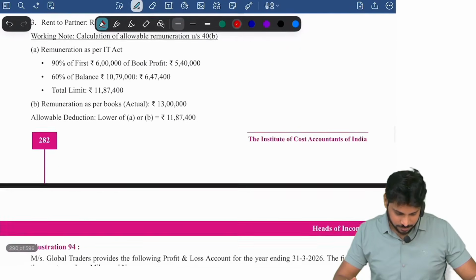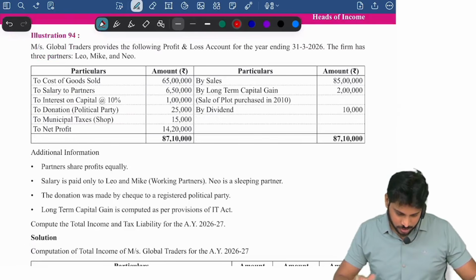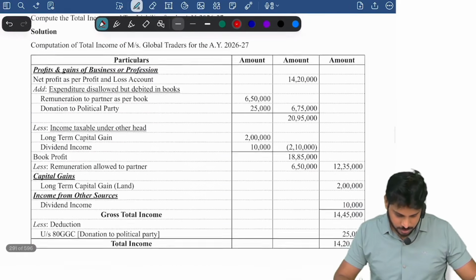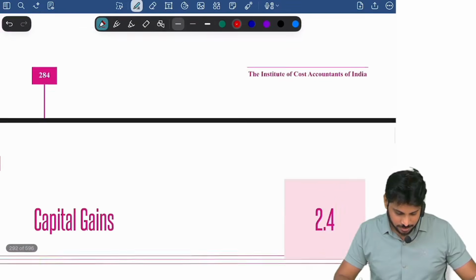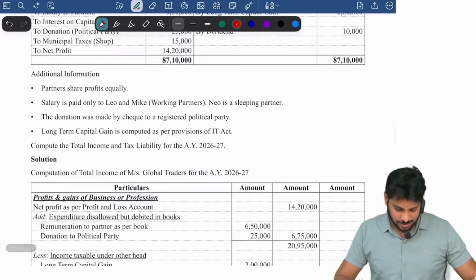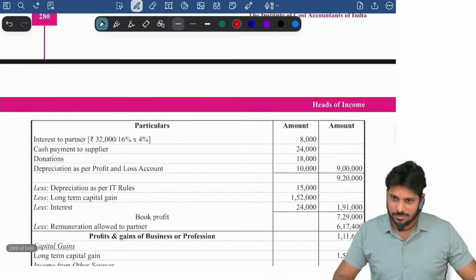93. Okay, these are all only on forms. 94. That's it. We'll do it, no problem. Fatafat will do it.